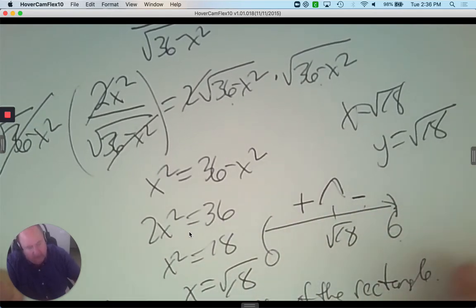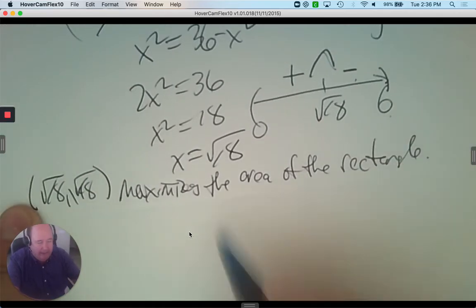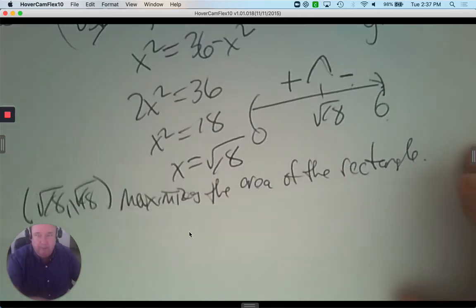And then write a nice sentence. So the point, root 18 maximizes the area of the rectangle. And that's what we're looking for. So you can press pause, or you can continue with me.